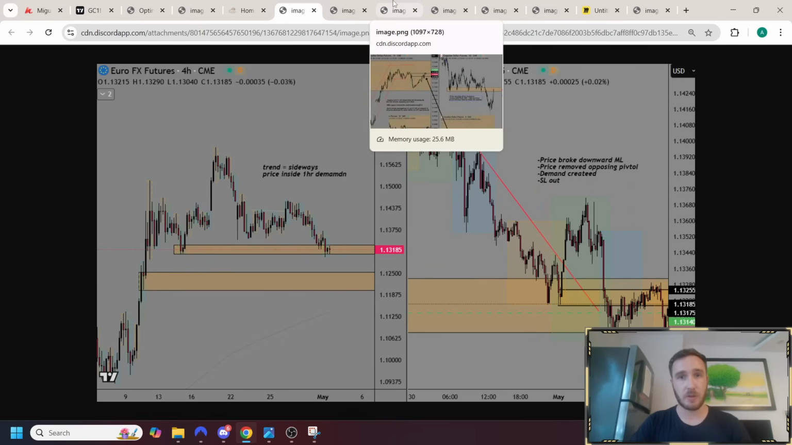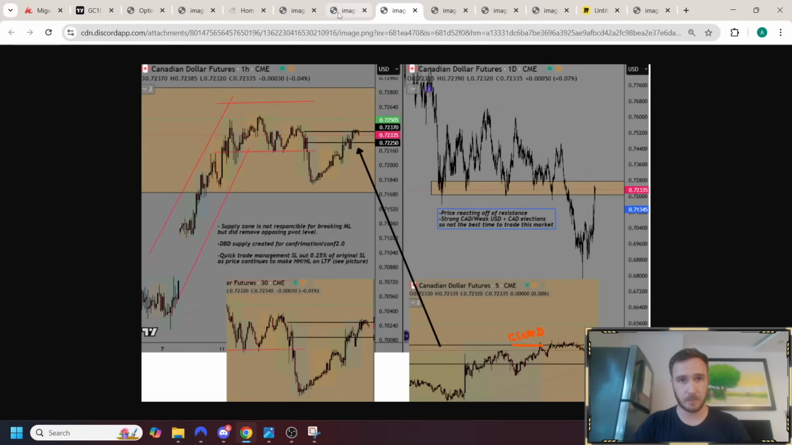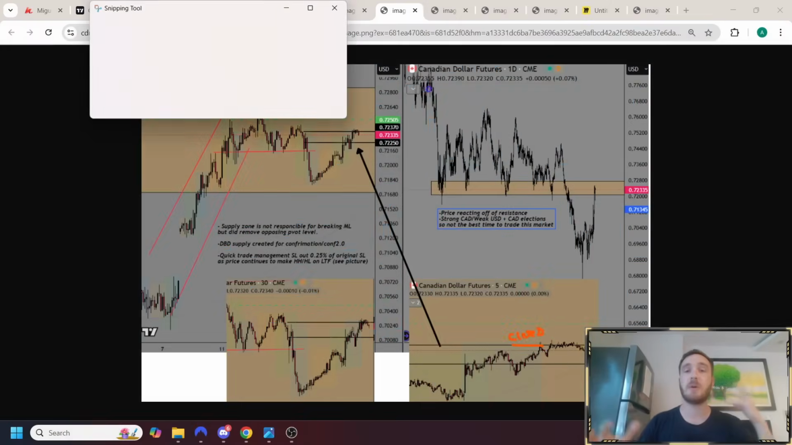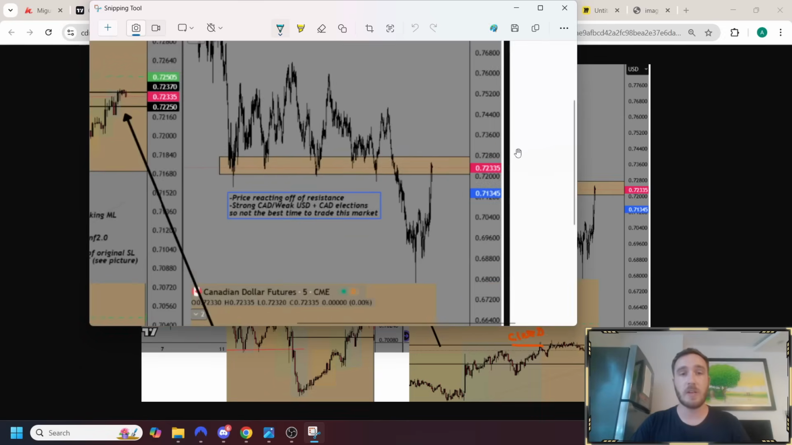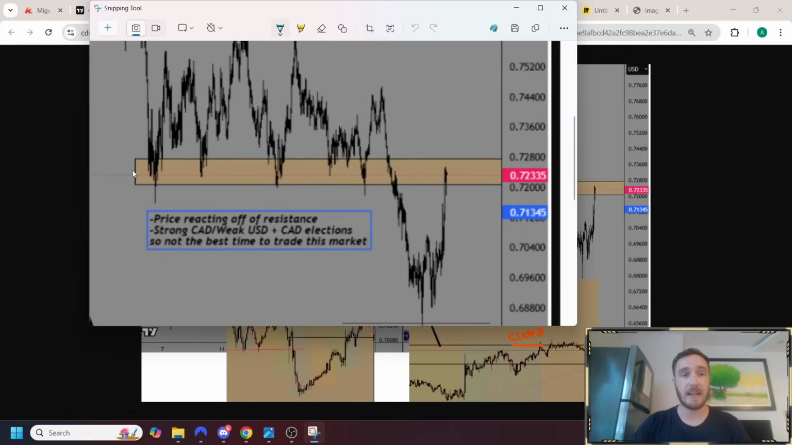Let's talk about another trade setup. Let's talk about this one. Nice little support and resistance, considering what other traders are looking at. Once again, this is a swing trade. Always start with our higher time frame. So this is the Canadian.